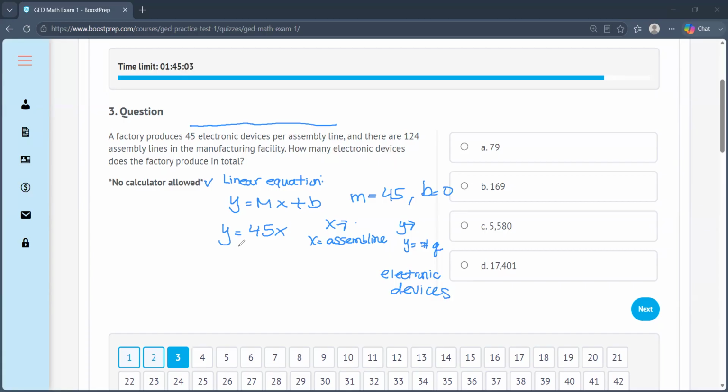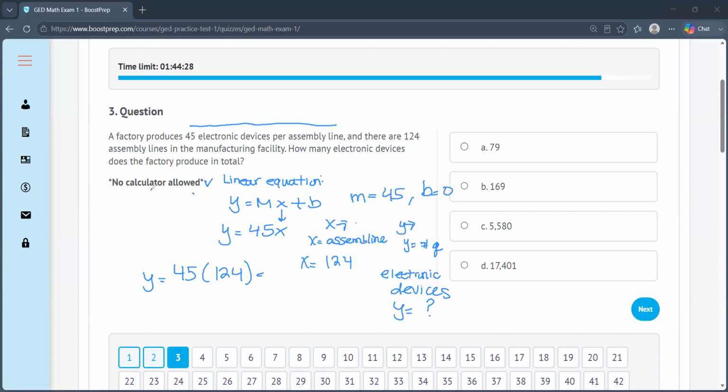Okay. So do we have an x and do we have a y? We know our x is assembly line, our y is electronic devices. Do we have any of them? Yes, they say specifically there are 124 assembly lines, so my x is 124. Do we know what our y is? No, that's what we're going to find out. So the next step, because they want to know how many electronic devices, is we're just going to replace this x with 124. So it's going to be 45 times 124.